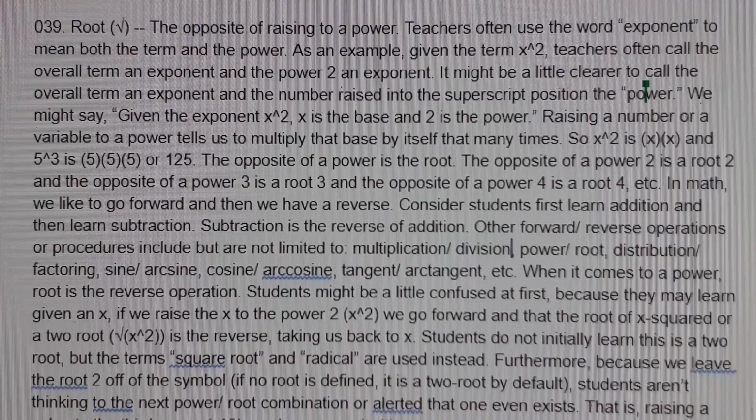Students might be a little confused at first because they may learn given an x, if we raise the x to the power 2, as in x squared, we go forward, and that the root of x squared, or a 2 root, the square root of x squared, is the reverse, taking us back to x. Students do not initially learn this is a 2 root, but the terms "square root" and "radical" are used instead. Furthermore, because we leave the root 2 off of the symbol (if no root is defined, it is a 2 root by default).